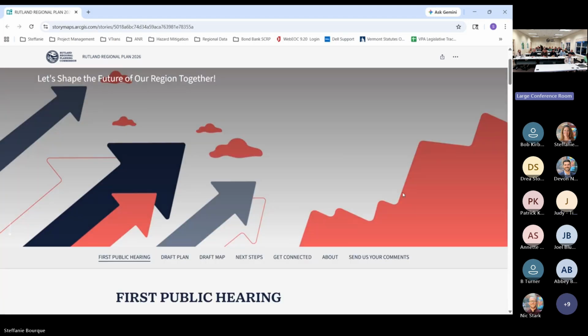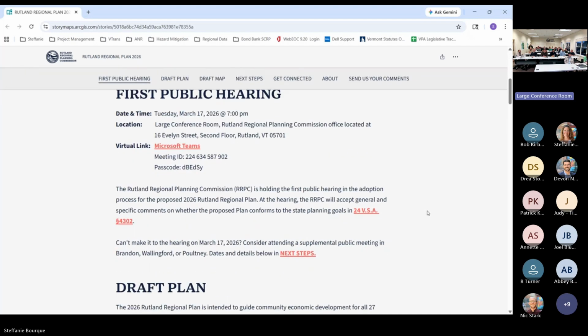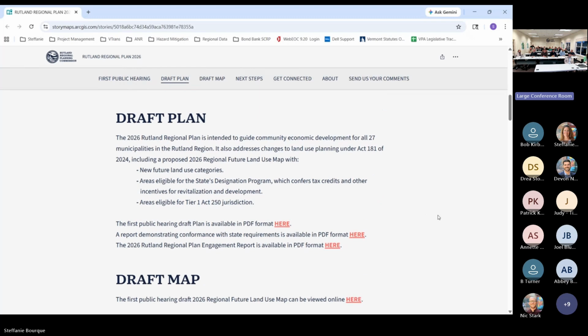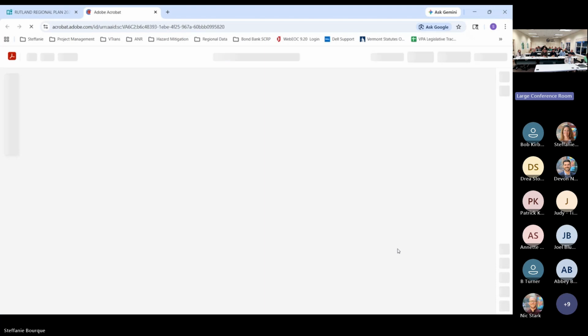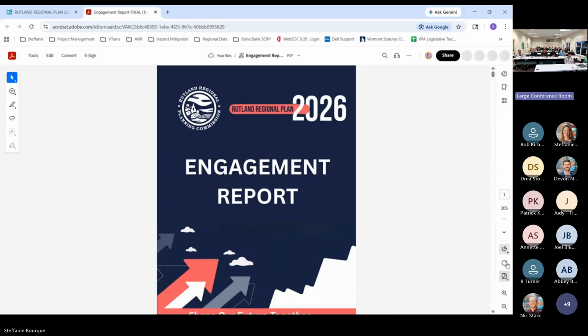So this is the landing page. Hopefully some folks have visited this and are a little bit familiar with it. But the draft plan section is here, and the 2026 Regional Plan Engagement Report is available for viewing and downloading here. So I would encourage, if you're interested in the engagement process and what we did to help inform the development of this plan update, that you take a look at that report.